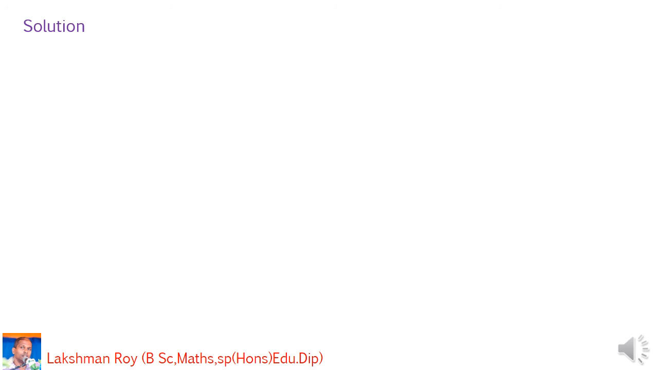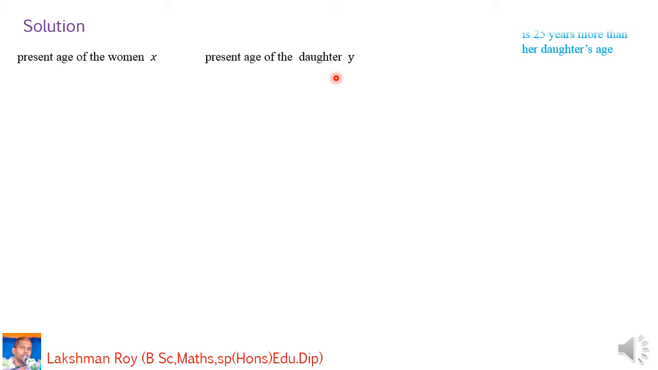Right, now students, let's move to the solution of the third example. This one is about ages, so be careful. Here, the present age of the woman I take as x years, and the present age of her daughter is y years. Now, what is the given data? Present age of a woman is 25 years more than her daughter's age, so you have to write an equation using this sentence.